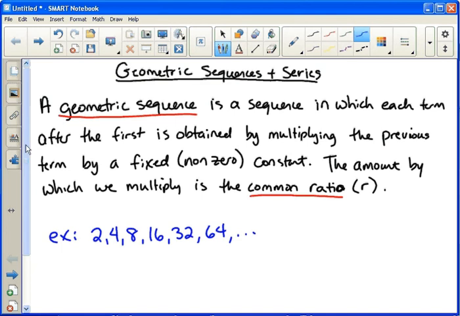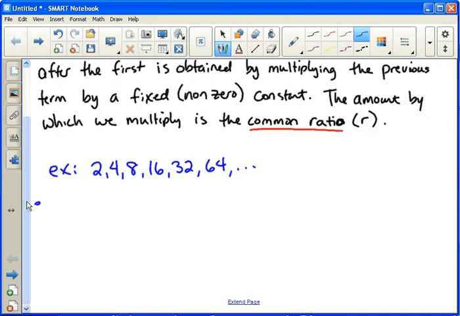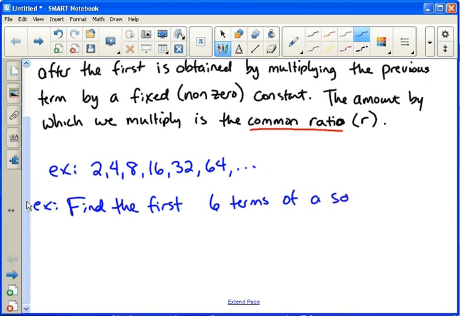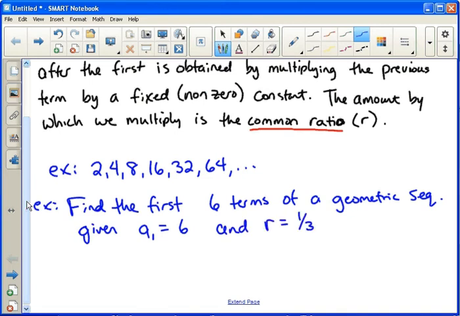So one thing they may ask is find the first 6 terms of a geometric sequence, given a1 is equal to 6 and r, the common ratio, is equal to 1/3. This means we're going to start with a 6 and multiply it by 1/3 and keep doing that 6 times. So 6 times 1/3 is 2.